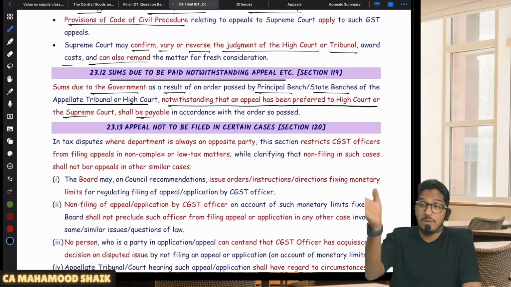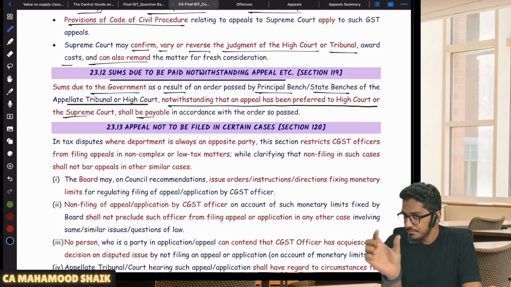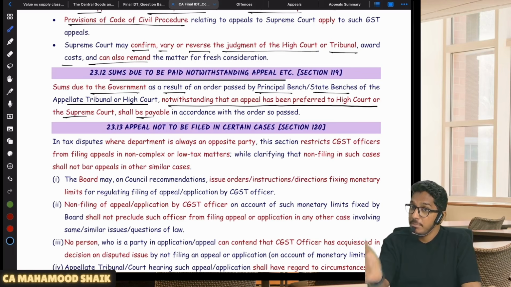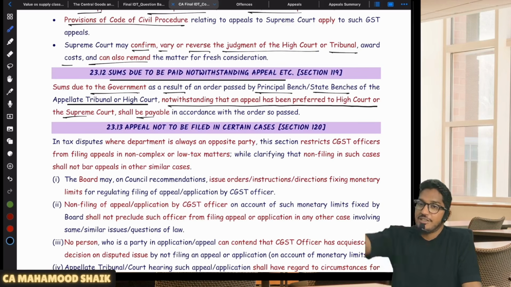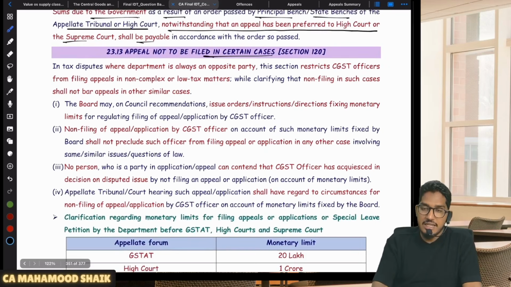If you are going for an appeal from the appellate tribunal to the High Court, whatever amount has been decided by the appellate tribunal, even though you are challenging it, you pay the full amount, then only you go for appeal. Similarly, if you are challenging an order of the High Court before the Supreme Court, maybe you are going for appeal with the Supreme Court, but still whatever amount has been decided by the High Court, pay it in full, then only you go for appeal to the Supreme Court. Understood? Next. Appeal not to be filed in certain cases.